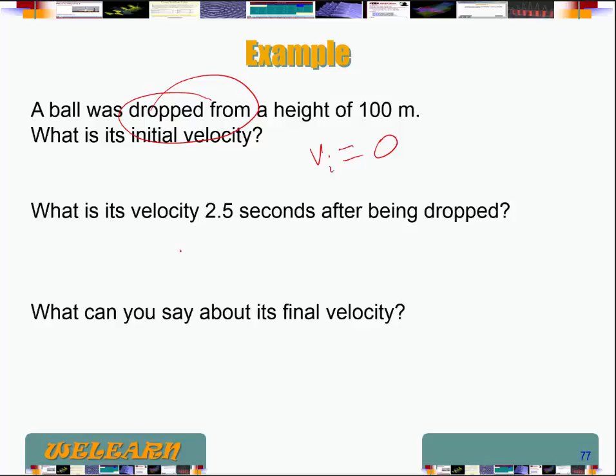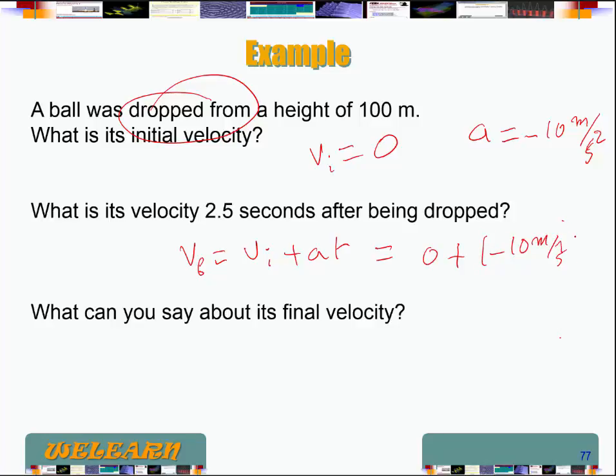So we are going to use the equation for the velocity. Vf is Vi plus At. Velocity at constant acceleration. Remember our acceleration, I'm going to use the 10 in this case, is minus 10 meters per second squared. So in this case, that's going to be 0 plus minus 10 meters per second squared times 2.5 seconds. So in this case, that comes out to be minus 25 meters per second.